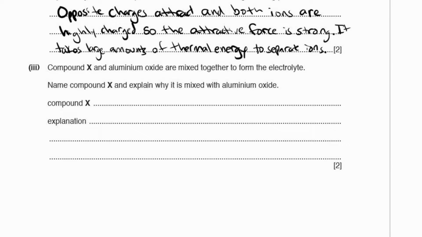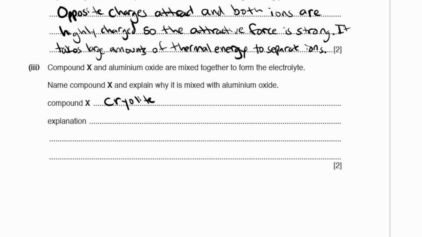And 3, compound X and aluminium oxide are mixed together to form the electrolyte. Name compound X and explain why it is mixed with aluminium oxide. Okay, the compound X, that's called cryolite. And cryolite is mixed with aluminium oxide because the mixture has a lower melting point when it's mixed than it does when it's not mixed.